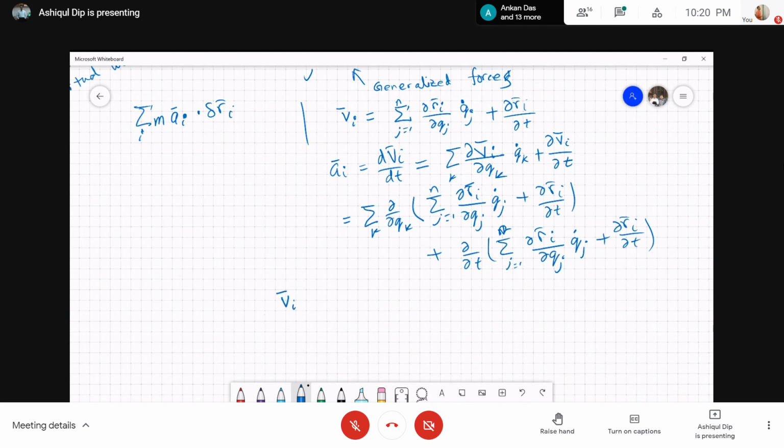So Vi dot δRi. You can do that, right? And what if we take d/dt of that? By the product rule, we get Vi dot δRi plus Vi dot the variation of Ri dot. You can write that, can't we? We can.